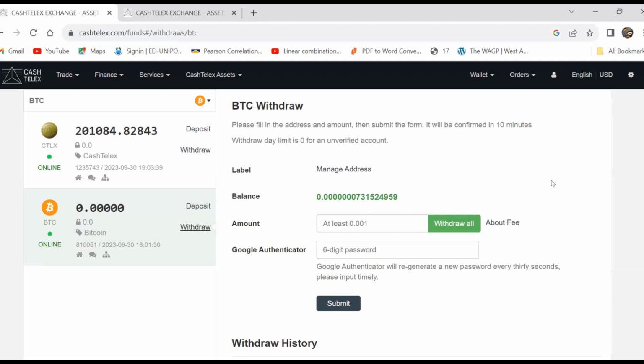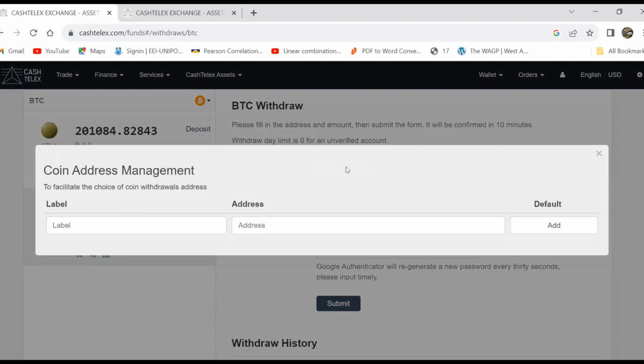So if the ecosystem is working and you want to withdraw some Bitcoin so that you can change it to USDT or cash, you go to manage address. When you go to manage address, it's going to show you label the address and add. You can label it as withdrawal 1, withdrawal 2, withdrawal 3, so that you can track your withdrawal process. Then you put the address where you are sending the Bitcoins to.